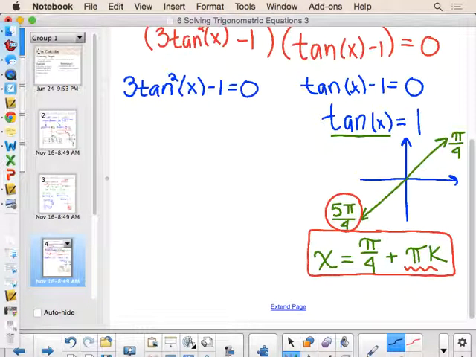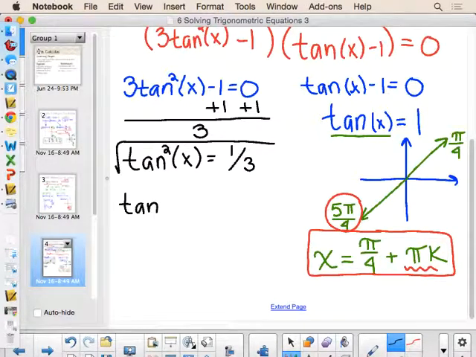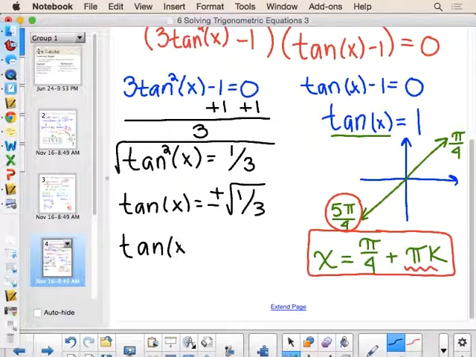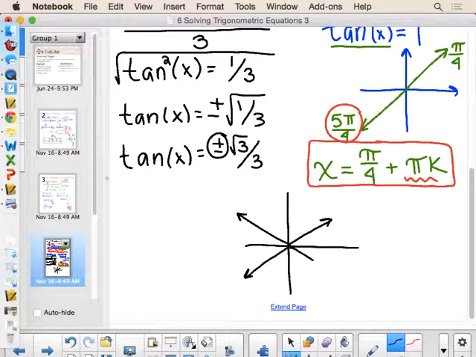Now what about this one on the left-hand side? Obviously we're going to add 1 onto both sides, divide by 3, so then we have tangent squared of x is equal to 1/3. Next thing I'm going to do is take the square root. Please remember that when you take the square root of a quantity, you must always place a positive or a negative in front. The square root of 1/3, hopefully you're remembering that simplifies to root 3 over 3. Because I'm dealing with positive or negative root 3 over 3, that actually means that I could be represented in all 4 quadrants.